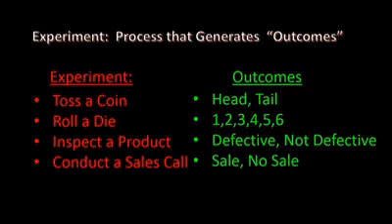By specifying all the possible outcomes, we identify the sample space for an experiment. The sample space for an experiment is the set of all experimental outcomes. A sample point is an element of the sample space.